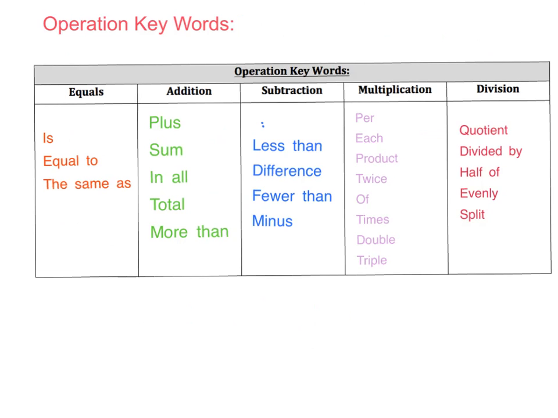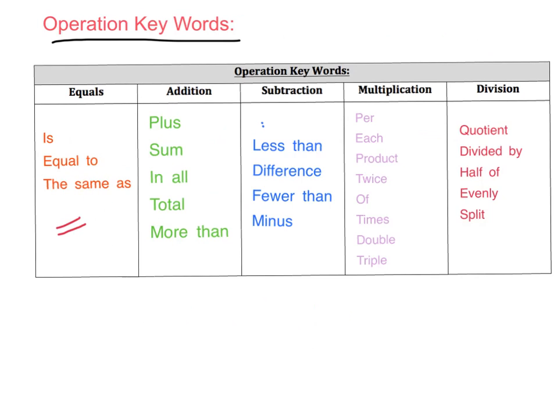All right, so we're going to go over some operation keywords. When you see these keywords, they usually tell you what symbol to write down when you're trying to write a number sentence. So the very first one we're going to look at is equals. When you see one of these keywords, it will usually tell you that you're going to write down the equal symbol for your word sentence or your number sentence.